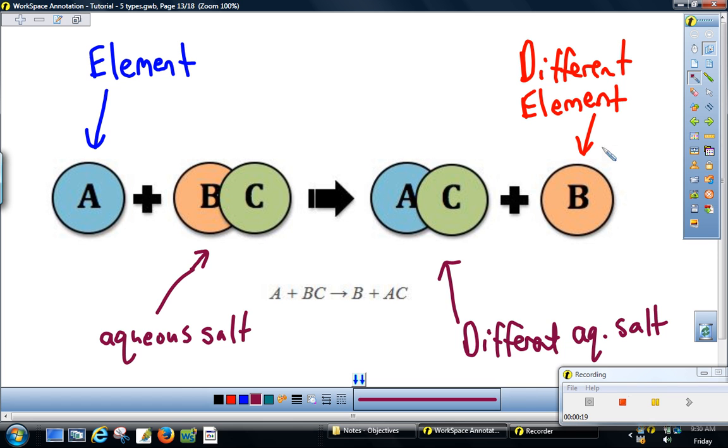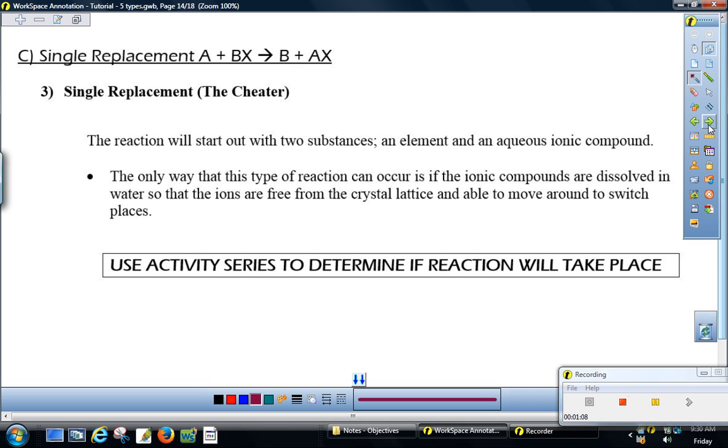That will result in a different element. If it's a metal replacing another metal, then we'll have a different metal by itself, the less reactive metal, and then the more reactive metal will combine with the anion, the negative ion, and we'll get a different solution. So going back to the dancing, we call single replacement reactions the cheater, right? The couple splits up, and either the guy switches dance partners and dances with a different girl, or the girl switches dance partners and dances with a different guy.